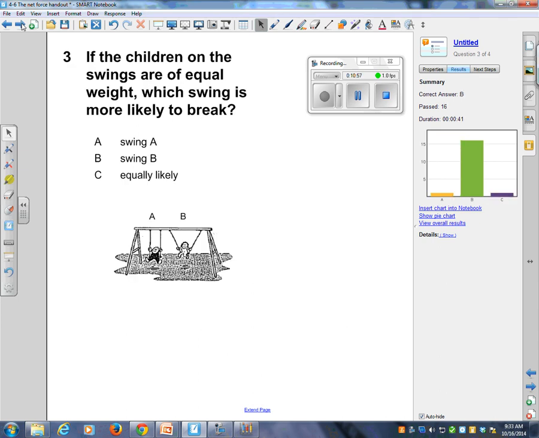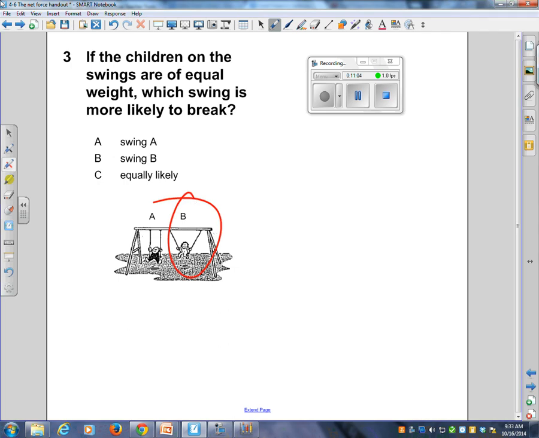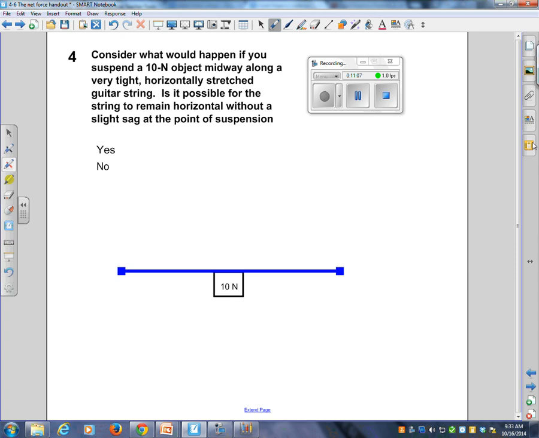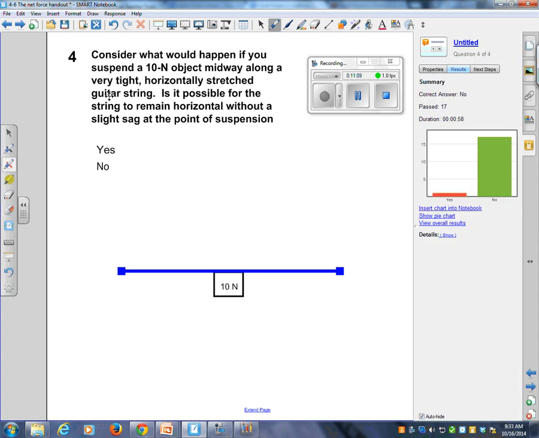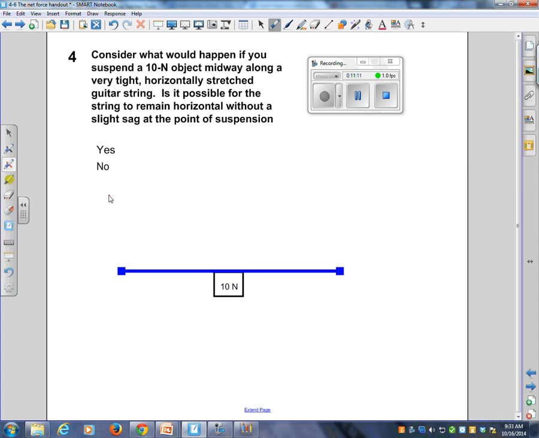Which one's more likely to break? B is way more likely to break because of that tension thing. B. And is it possible? No, not possible. In fact, you can't even get, a guitar string you might be able to get pretty horizontal, right? But if it's long enough, like think about hydro wires.